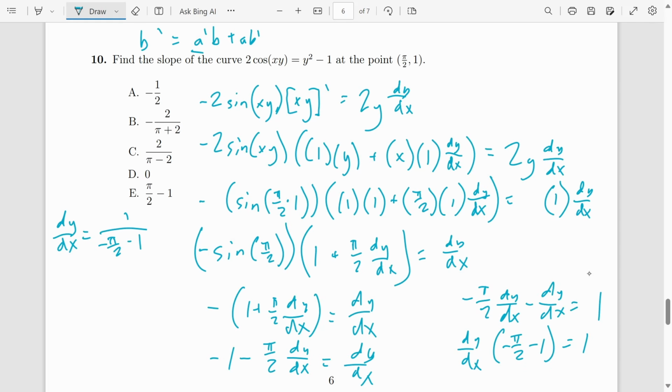So this is our answer. It doesn't look like any of the answer choices here are in the form of that. So let's just see what we can change with our answer to get it in the form of either A, B, C, D, or E. Looks like maybe we can take a negative sign out of the bottom here. If we take a minus out of it, that would become negative 1 over pi over 2 plus 1. And then maybe we can multiply everything by 2 over 2, which is just 1. So the top becomes 2. The bottom becomes pi plus 2, which is answer choice B.